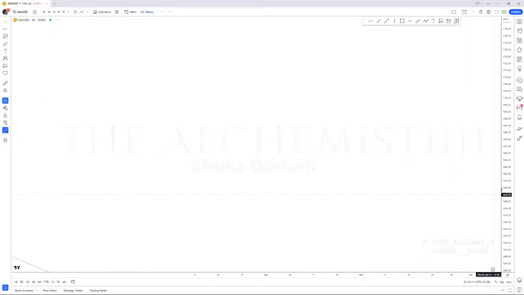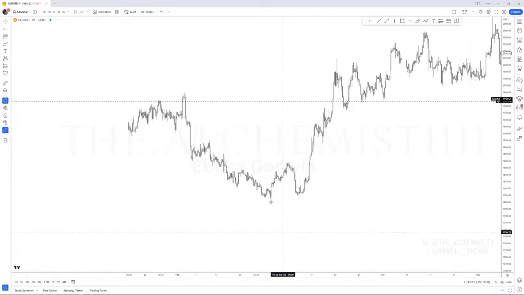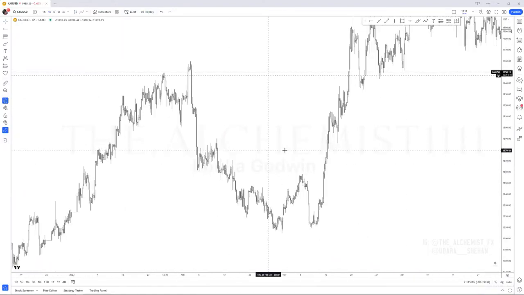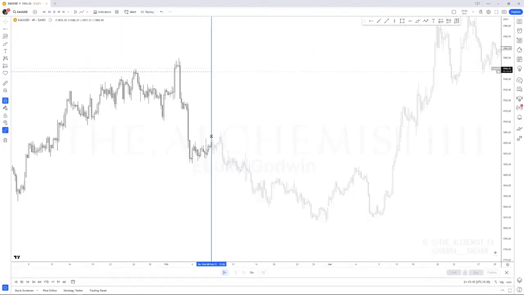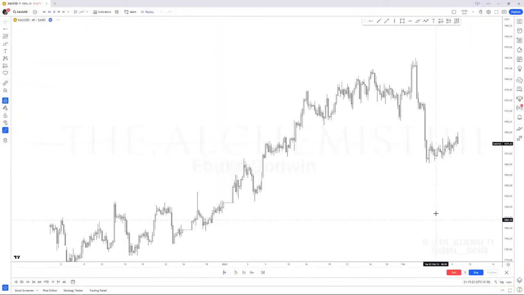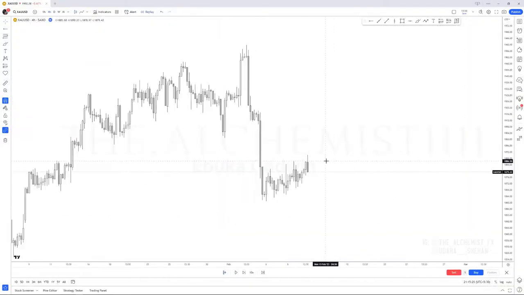Trust me, you will love it. So let me show you. Look at this one. This was a very nice one. I couldn't take the sale. I couldn't take the trade though. I'll show it to you though. Look at this. I did not expect a direct reversal like that.